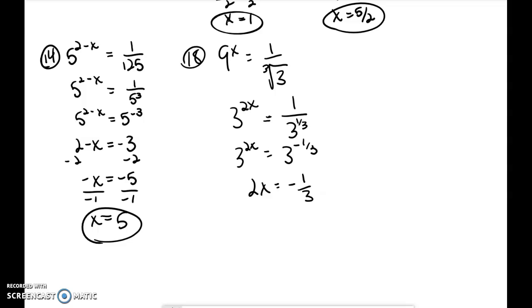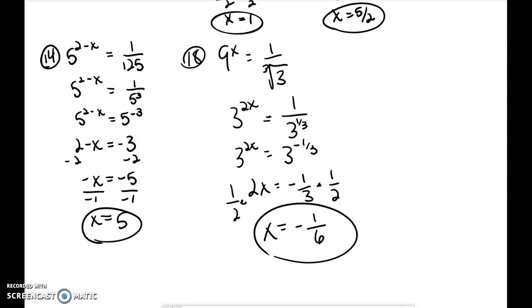If I divide both sides by 2, that's the same thing as multiplying by 1/2, since I have fractions over there. So for all of you that should love fractions more than you do, you end up with x equals negative 1/6. I don't know what that is as a decimal. I don't care. I like it as a fraction.